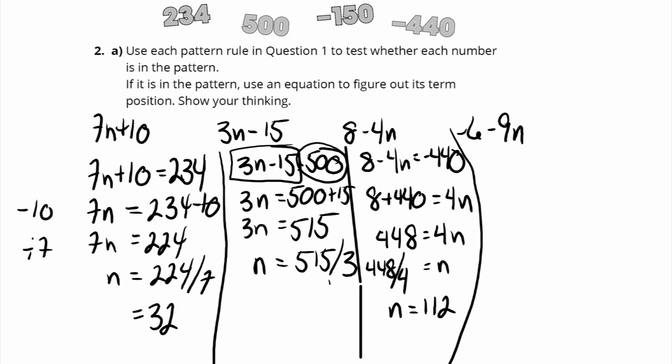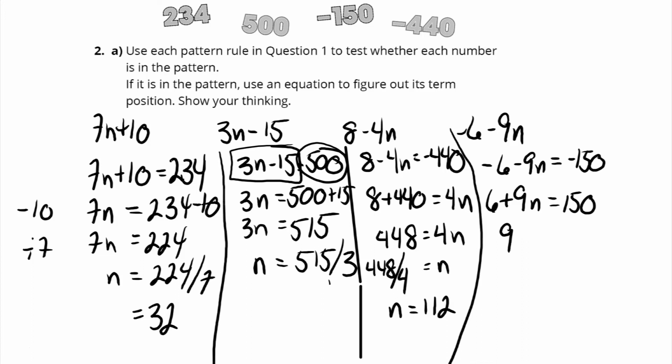And last but not least, negative 6 minus 9n. Let's see whether negative 150 is one of the terms. So we've got negative 6 minus 9n is equal to negative 150. Since I've got negatives of all the terms, I can multiply everything by negative 1 so that I end up with positive terms everywhere. 6 plus 9n is equal to 150. That makes it a little easier to deal with.